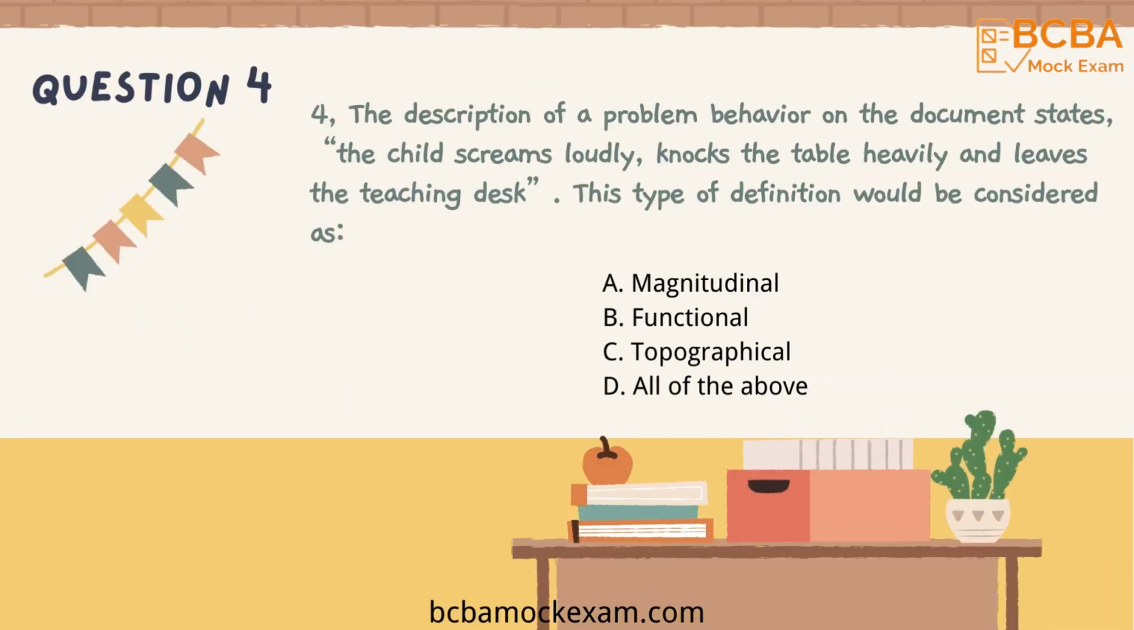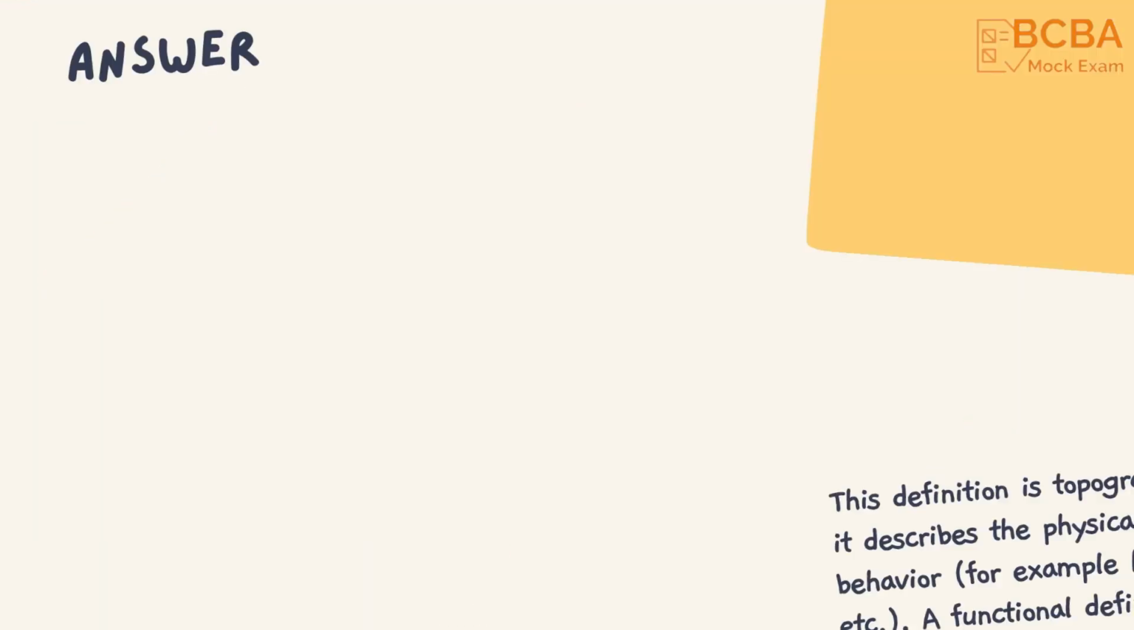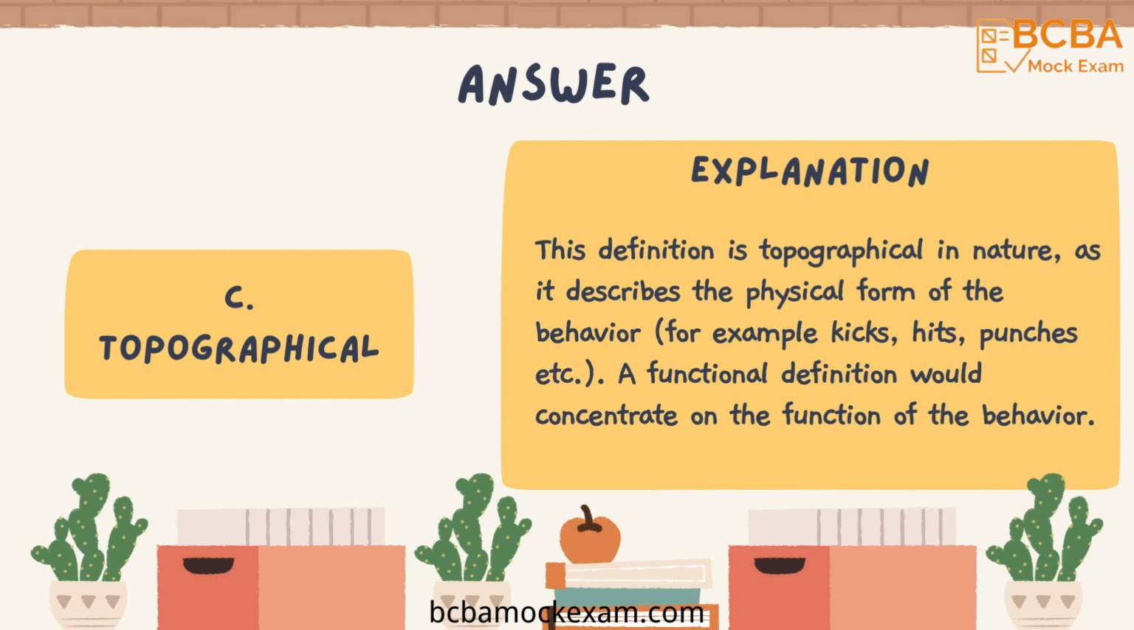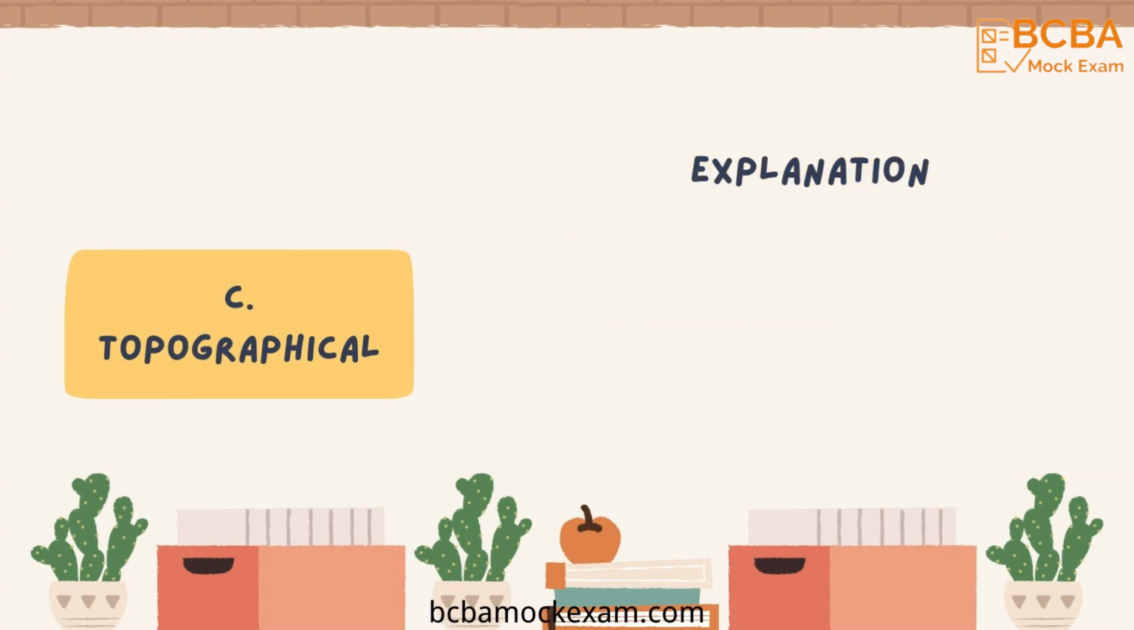Question 4. The description of a problem behavior on the document states, the child screams loudly, knocks the table heavily and leaves the teaching desk. This type of definition would be considered as A. Magnitudinal. B. Functional. C. Topographical. D. All of the above. The answer is C. Topographical. This definition is topographical in nature, as it describes the physical form of the behavior, for example kicks, hits, punches, etc. A functional definition would concentrate on the function of the behavior.